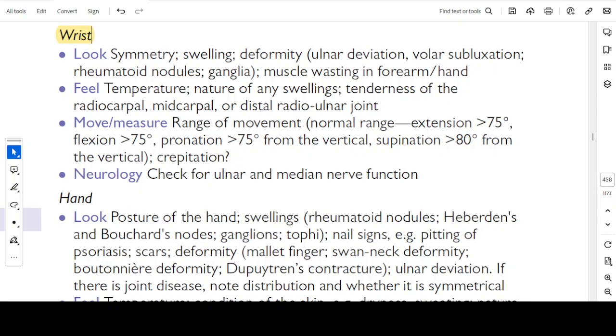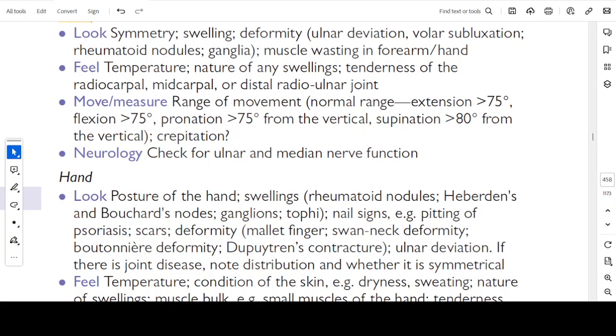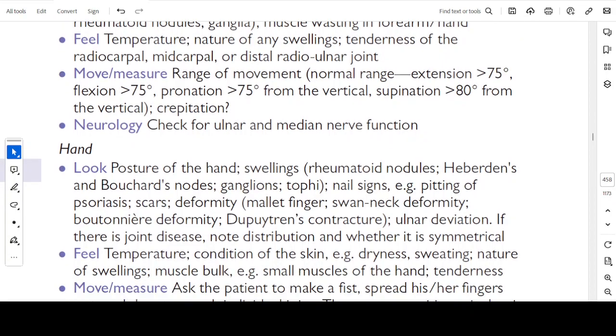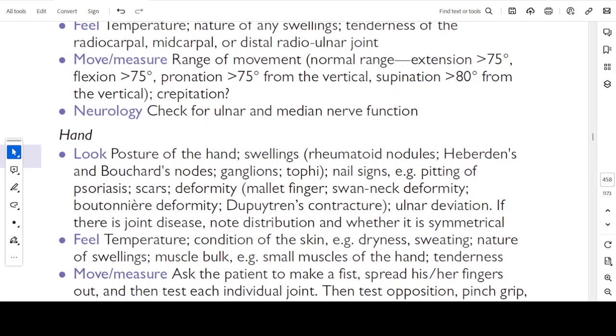Move or measure. Range of movement. Normal range of extension at the wrist is 75 degrees. Flexion is 75 degrees. Pronation is 75 degrees from vertical, and supination is 80 degrees from the vertical. Is there any crepitation? Neurology. Check for ulnar or median nerve function.